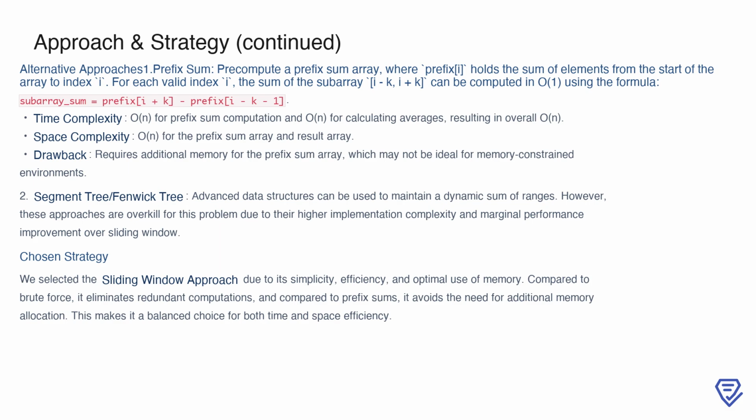Another option involves using advanced data structures like segment trees or Fenwick trees to maintain dynamic range sums. However, these are more complex to implement and offer only marginal performance improvements for this specific problem. Ultimately, we chose the sliding window approach because it strikes the right balance between simplicity, efficiency, and memory usage.